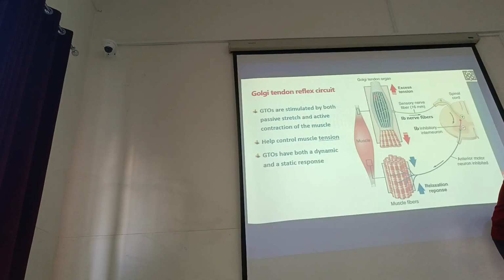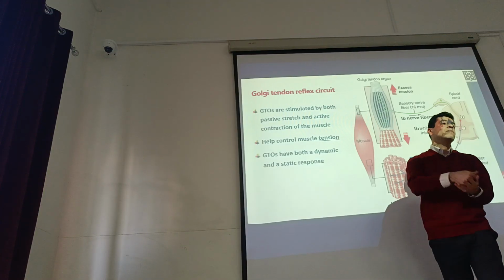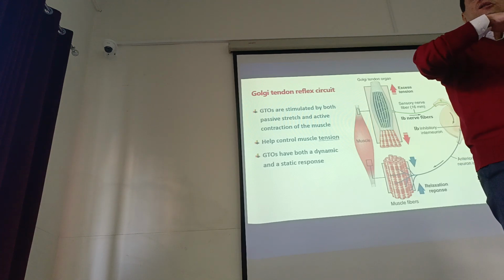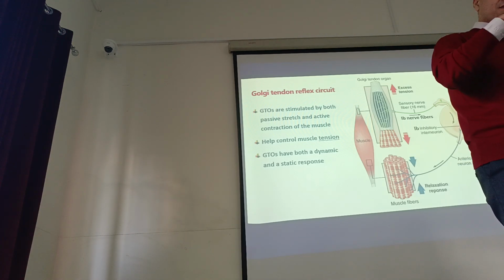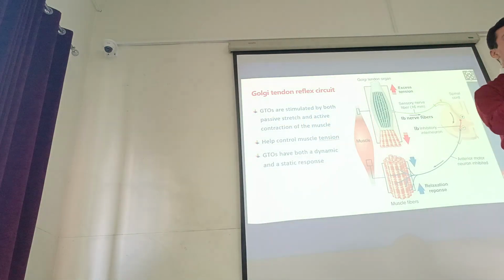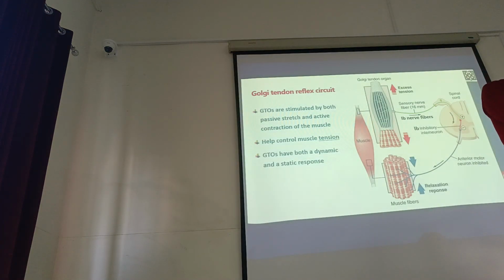So when muscle contracts, Golgi tendon organ is activated, action potentials go to the spinal cord. In the spinal cord, they activate interneuron. Interneuron inhibits alpha motor neuron. Alpha motor neuron doesn't activate muscle fibers. So the result is relaxation of the muscle. So when the muscle is contracted strongly, right? The result is relaxation of the same muscle.